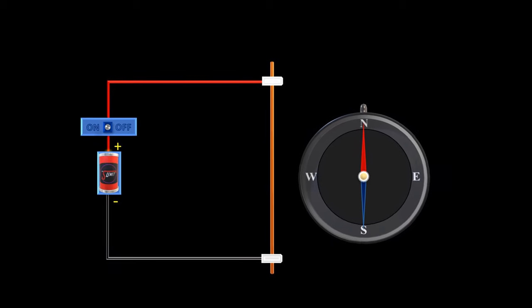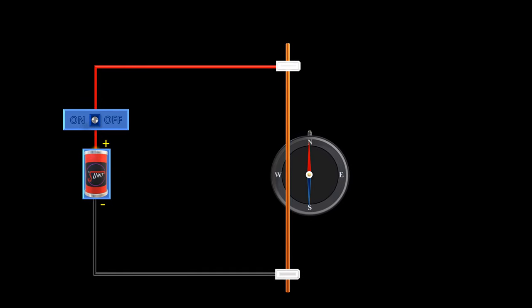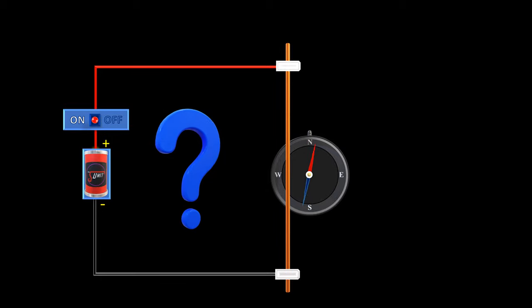If we keep the compass near the conductor and switch on the current, we see that the magnetic needle deflects. And as soon as we switch off the current, the magnetic needle comes back to its original position. Do you know the reason for this deflection?